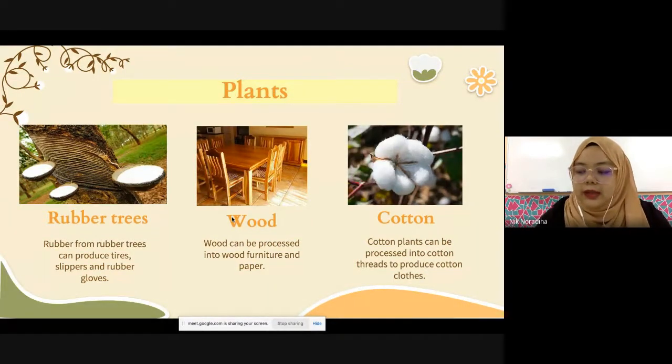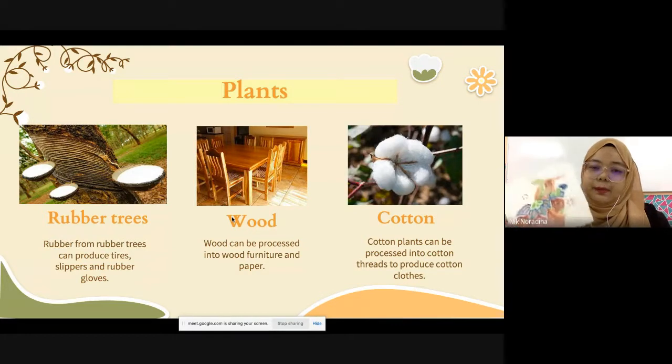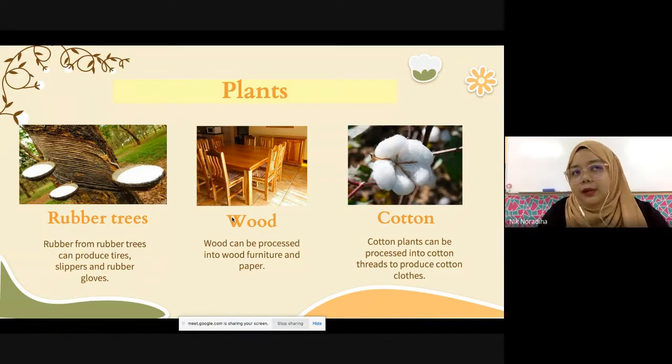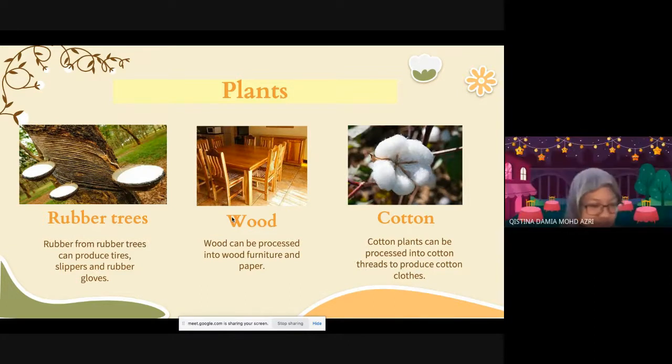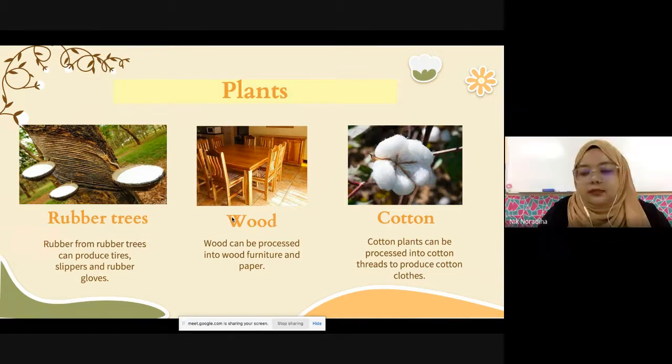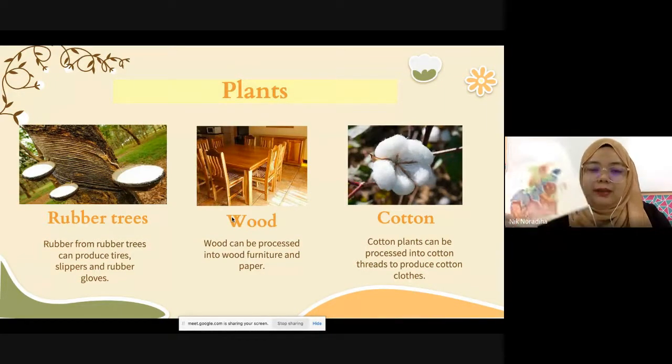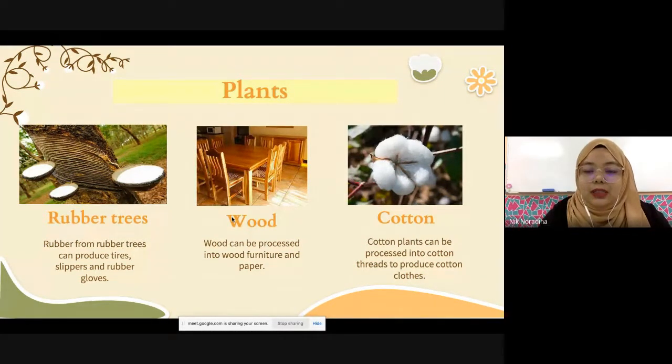That's why all of us need to advocate, okay, we need to save paper. So why do we need to save paper? Why? What do you think? Yes, we need to use less paper to save our trees.